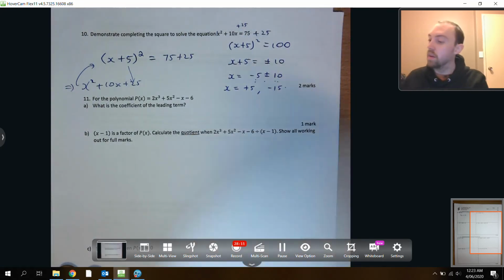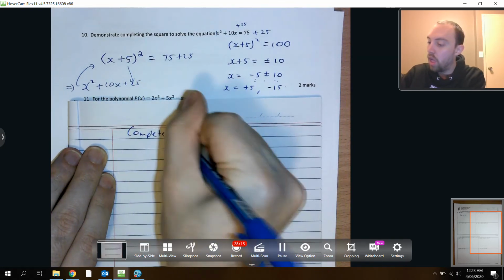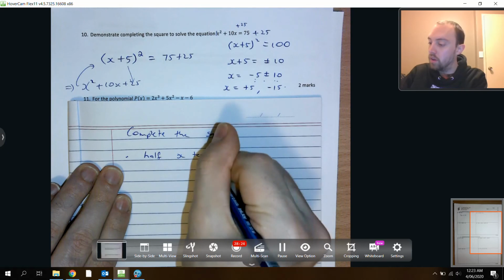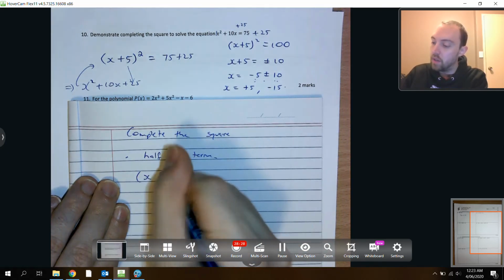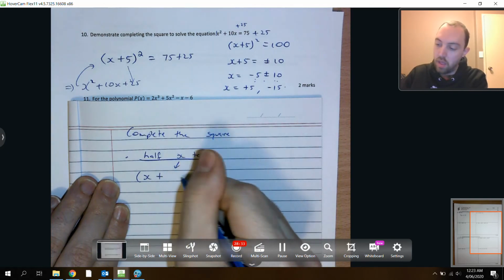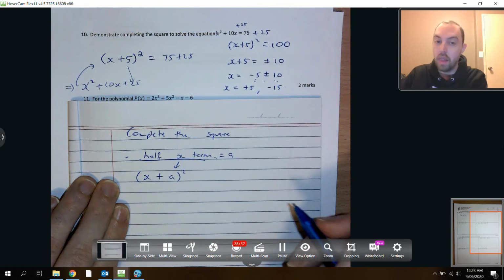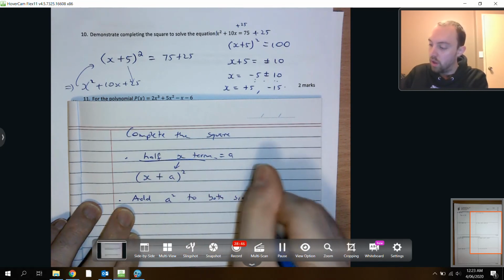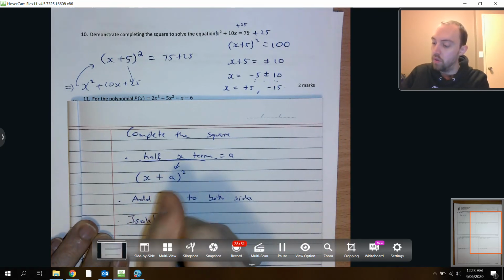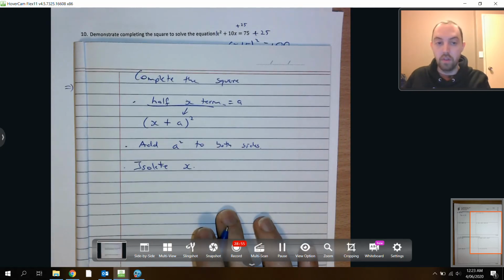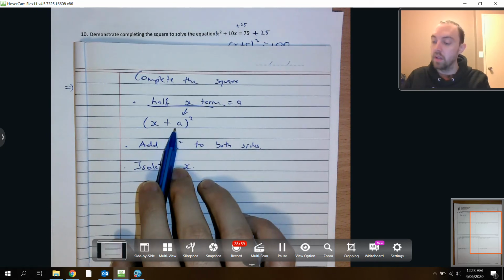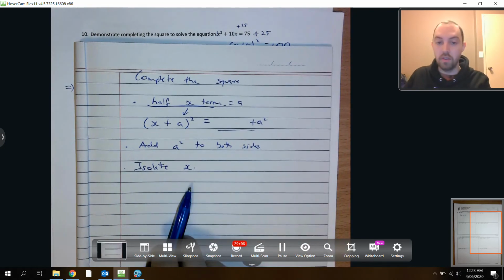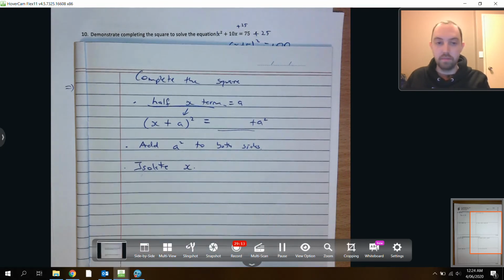Alright, so complete the square. Half the x term, and then we've put it into brackets. And then you want to add a squared to both sides. And finally, to actually solve for x, you need to isolate x. There's your steps. Half the x term, placed into brackets with a perfect square. It's still equal to something, but you need to add a squared to that other side. Isolate x. That's it. 3 steps.